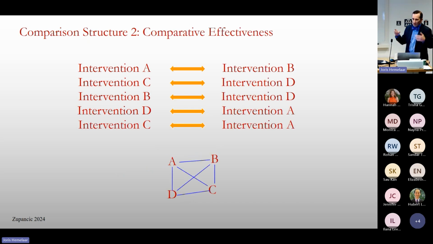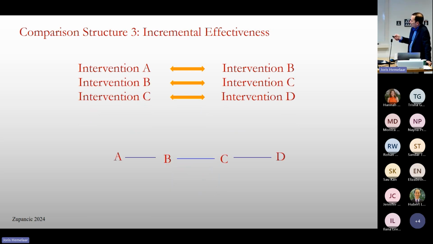Contrast that to what I've called comparative effectiveness trials, where essentially everything is compared to everything else. We get this sort of highly dense graph. Or think about incremental effectiveness, which is something that traditionally has been used in oncology trials, where you start with one intervention, compare it to the next one, take the winner, compare that to the next one, take the winner, compare that to the next one over time.